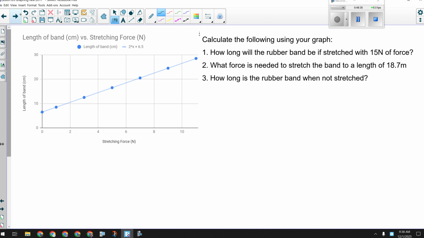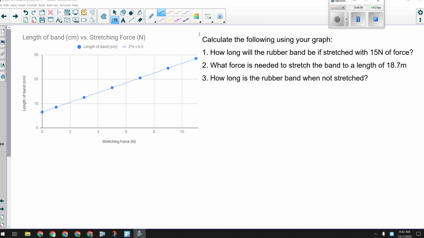Okay, I'm going to give you a few minutes. See if you can try these ones on your own. How long will the rubber band be if you use 15 newtons of force to stretch it, according to the equation we have? How much force would be needed to stretch the band to 18.7 meters? And we already did number 3. What was the answer to number 3? 6.5 meters, right? So try 1 and 2. They're just going to involve you manipulating y equals mx plus b.